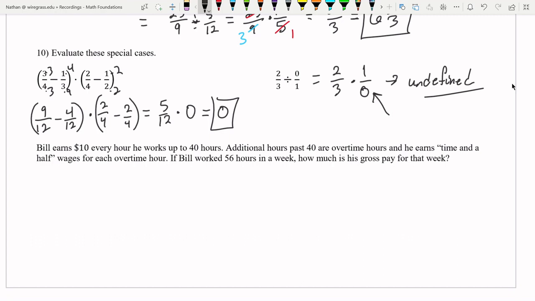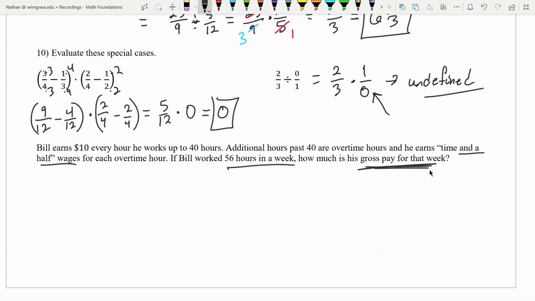All right, Bill earns $10 every hour he works up to 40 hours. Any additional hour past those first 40 hours in a week, he will earn overtime hours. And for overtime hours, he earns time and a half wages. So he makes extra money for those extended hours. If he works 56 hours in a week, how much is his gross pay for that week? Not his net pay, right? That would be after taxes and everything like that.